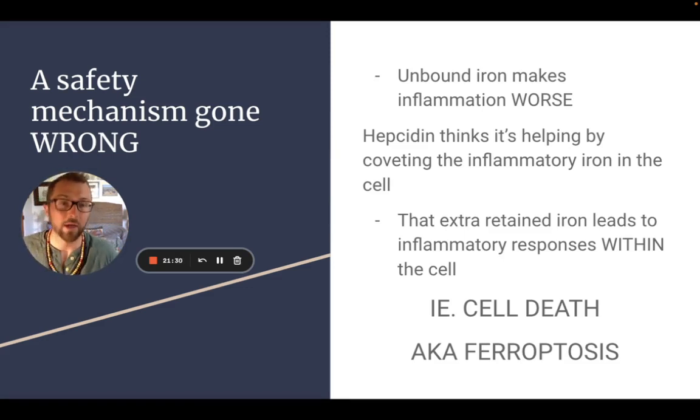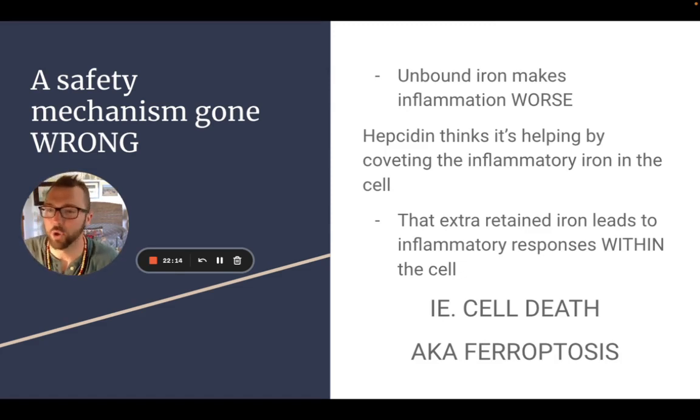And no one has ever read that. So unbound iron makes inflammation worse. We know that. Hepcidin thinks that it's helping by taking in that unbound iron in the cell in a state of inflammation, right? So our body's inflamed. Hepcidin goes, oh, if you have a kitchen fire, your kitchen's on fire, you've got flammable things. You're like, oh my, this iron is so flammable. I'm gonna tuck this away. And in theory, that helps, right?